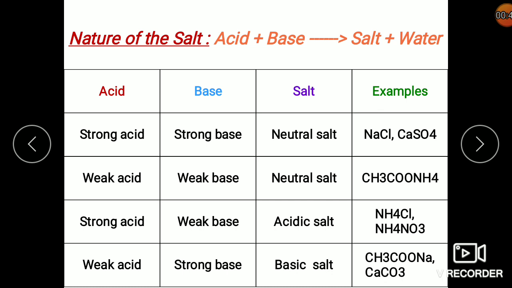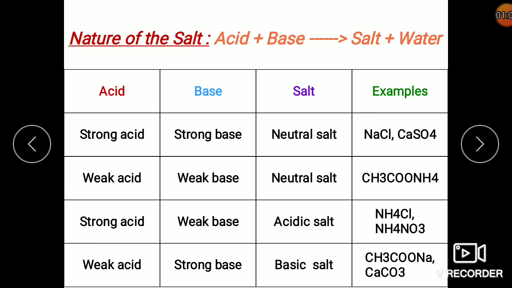For example, if you choose a combination of strong acid and strong base, then the resultant salt will be neutral. If you choose weak acid and weak base, that is the same category, then also the resultant is a neutral salt.